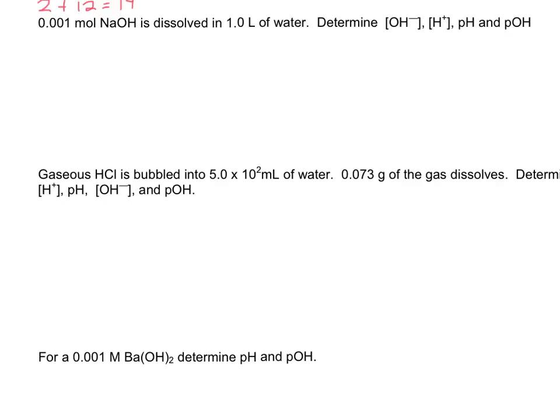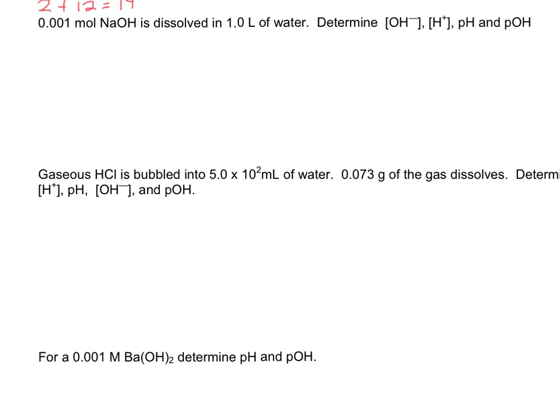So let's do a couple of problems. First one says 0.001 moles of NaOH is dissolved in 1.0 liters of water. We want to determine the OH minus concentration, the H plus concentration, the pH, and the pOH.